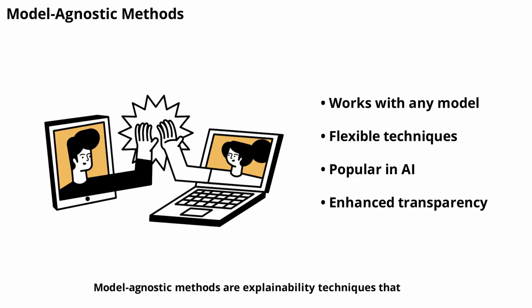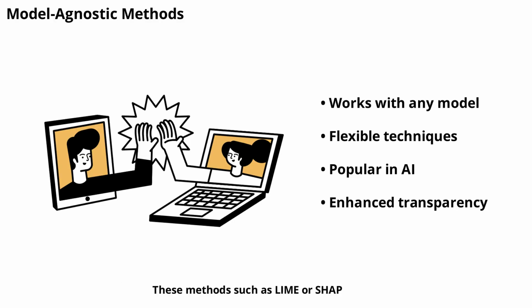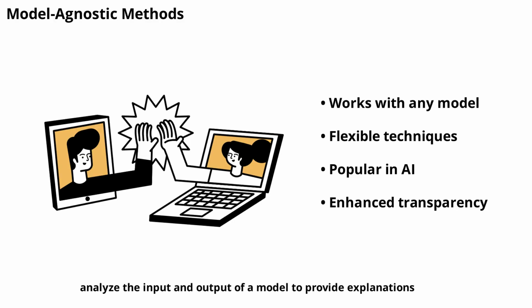Model-agnostic methods are explainability techniques that can be applied to any AI model, regardless of its structure. These methods, such as LIME or SHAP, analyze the input and output of a model to provide explanations. Model-agnostic approaches are flexible and widely used in the AI community to enhance transparency.